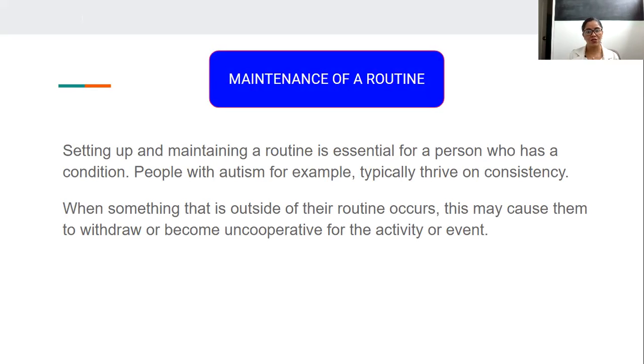When something is outside of their routine, that can cause them to withdraw or become uncooperative for the activity or event if we haven't anticipated that change in advance. So it is very important to keep routines, to maintain them, to let them know what is happening next, but also to anticipate in case of a change. Sometimes there are things in the classroom that cannot be anticipated, and I totally understand that. But the idea is to try to anticipate things as much as possible if there is a change in routine. Every now and again, we also need to change that routine with correct and appropriate anticipation.